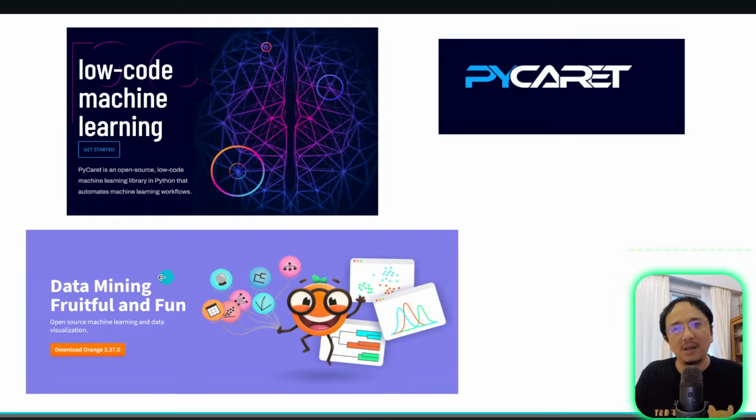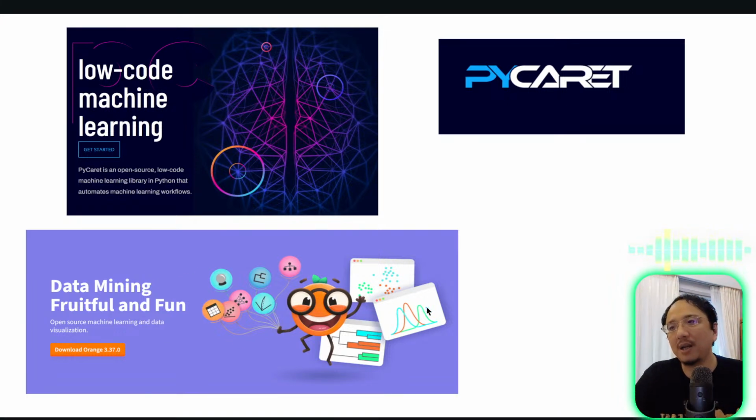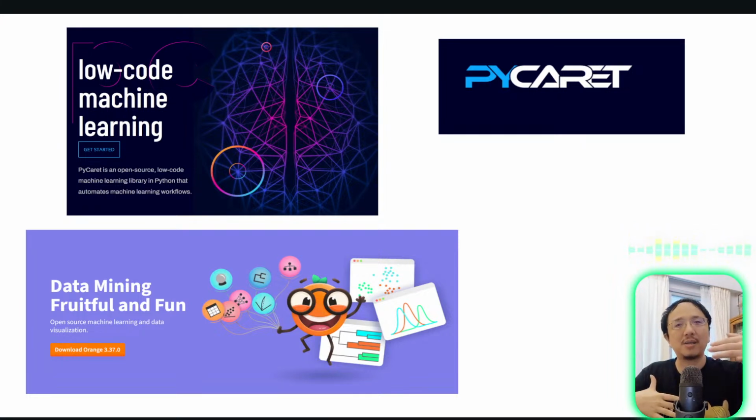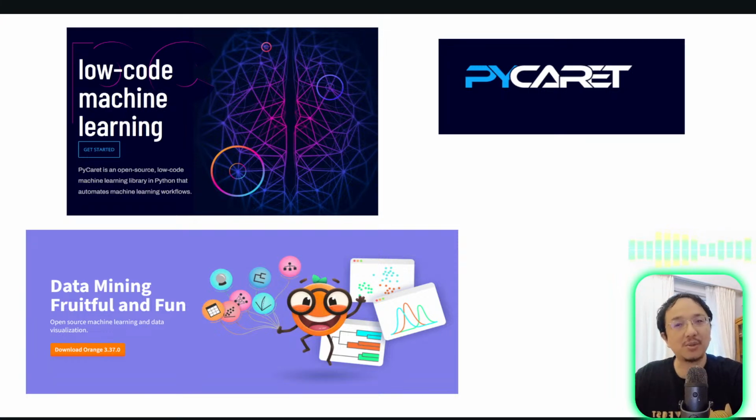Another is Orange. Orange is another machine learning and visualization framework. It has a very great user interface, and you can try it without writing too much code, or maybe even without any code. You just select the method you want to use, the algorithm you want to use, and choose the parameters.